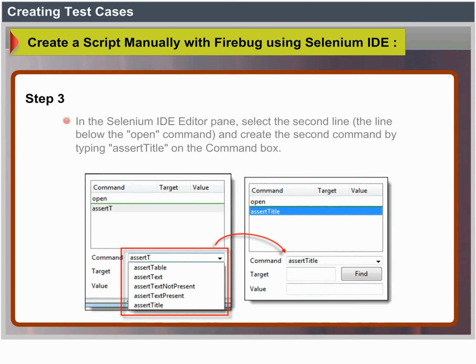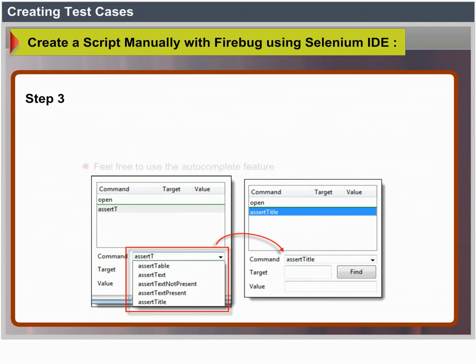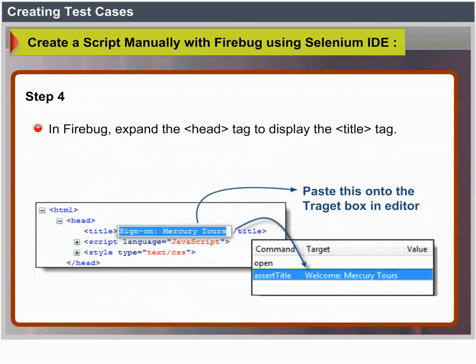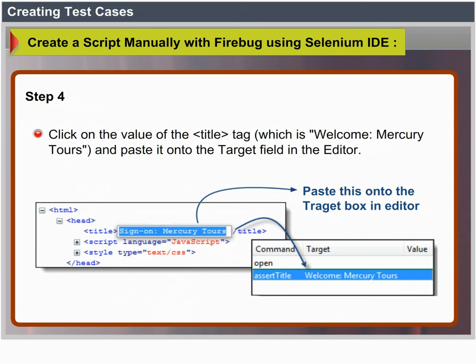In the Selenium IDE editor pane, select the second line, the line below the open command, and create the second command by typing assert title in the command box. Feel free to use the autocomplete feature. Step 4. In Firebug, expand the head tag to display the title tag. Click on the value of the title tag, which is Welcome Mercury Tours, and paste it on the target field in the editor.